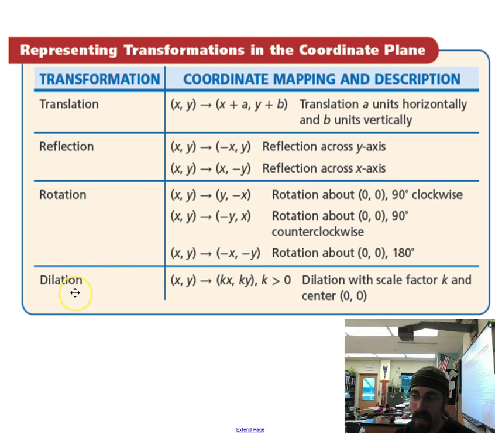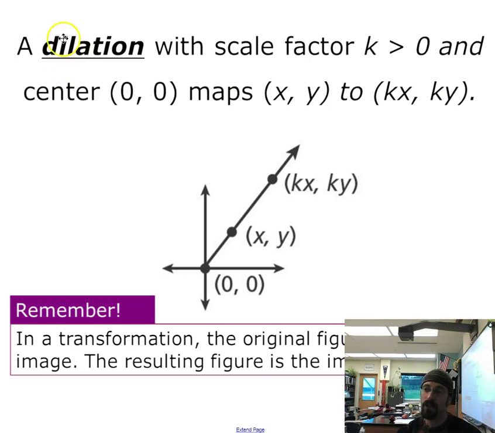The last one is called a dilation. It's where you make something bigger or smaller, and that has a scale factor attached to it. That's what this little k stands for: you multiply the x-coordinate by k, and you multiply the y-coordinate by k. We're definitely going to spend a lot more time with dilations when we look at triangle similarity in the spring semester.